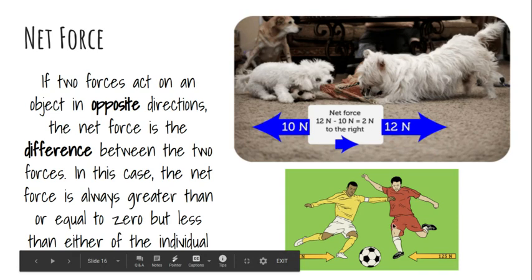Over here, we have 2 soccer players. We have the guy on the red team. He's going to kick the ball at 125 newtons going to the left. Guy on the yellow team is going to kick it with, let's see.